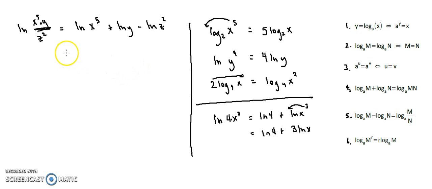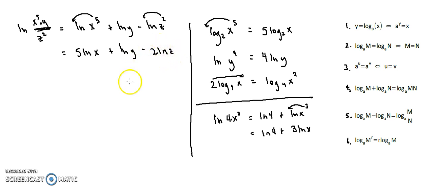Now can we do anything else? Well, when we look at this, now we can get to these exponents. Now the exponents are by themselves. So we can go ahead and bring the 5 down to the front, and we can bring the 2 down to the front, and that natural log of y, we can't do anything with that. So we get 5 natural log of x plus natural log of y minus 2 natural log of z.